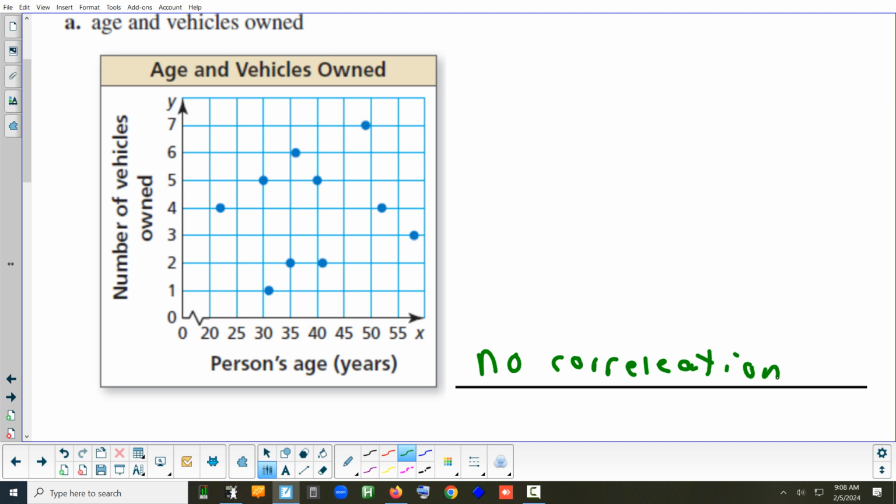Now, that's a pretty small data set. There's only, does it tell us how many? No, 1, 2, 3, 4, 5, 6, 7, 8, 9. That's only 10 people that they asked.